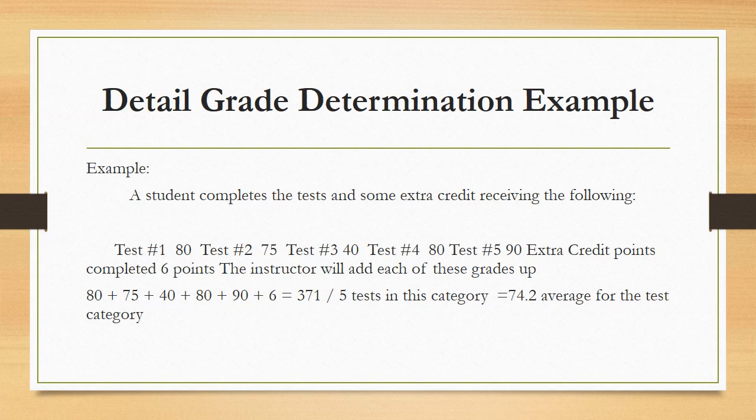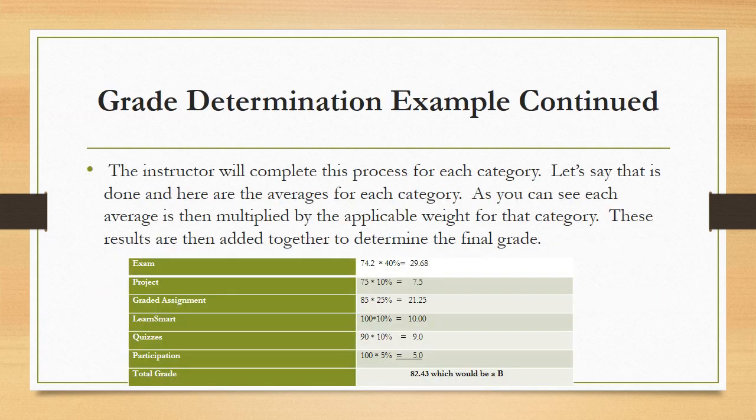I take your individual grade from each assignment in that category, add them up, and divide it by the total number of assignments in that category. Then I apply the applicable percentage weight to each of those averages. So there's the exams, 74.2. Well, they comprise 40% of a student's final grade. So I multiply that by 40%, 29.68.